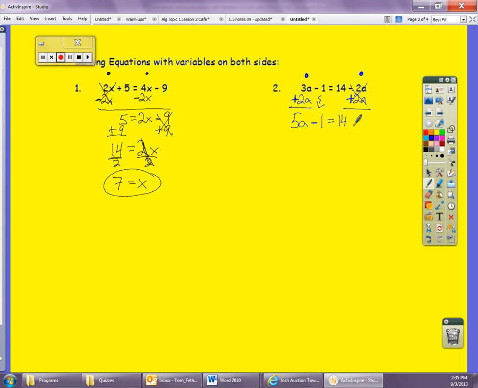So now I have a two-step equation, so what I need to do is get rid of this negative 1, so we do plus 1 to both sides. So the 1's cancel out. I bring down my 5a, and 14 plus 1 gives us 15. Now, 5 times a, so we have to get rid of the 5, so we break that apart. We need to divide by 5, and a is equal to 3. So that's how we get this solution.